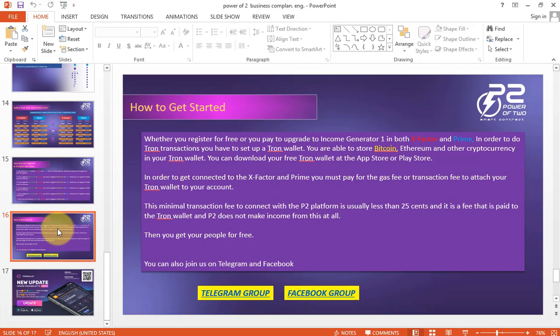Okay, that is in the POWERLINE. So that is why the gas fee is needed in order to execute that contract for you to be in the system. But believe me, it doesn't cost much money over here. The gas fee will cost I think around 25 cents or so. So this minimal transaction fee to connect with the P2, or the Power of 2 platform, is usually less than 25 cents, and it's a fee that is paid to the miners of the Tron network. Okay, and Power of 2 does not make income from this at all, and that is true, because the system is peer to peer. Nothing goes to Power of 2 in that section.